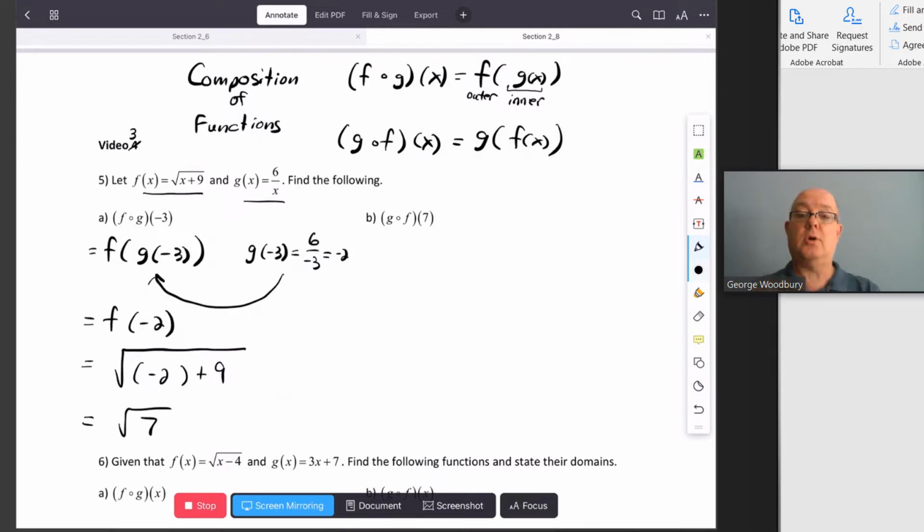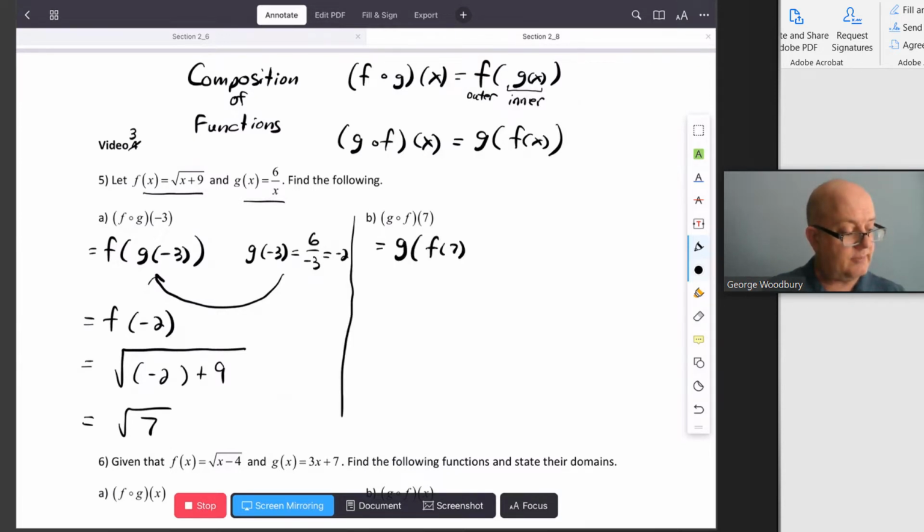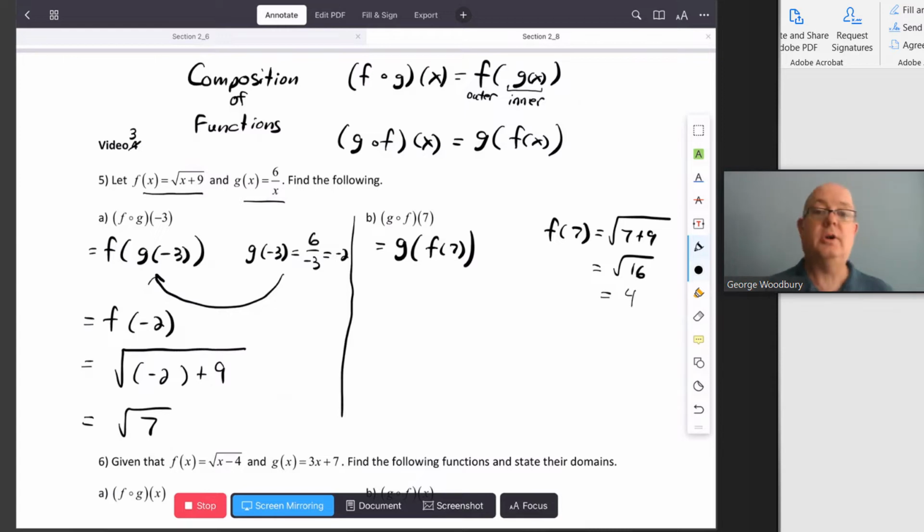Now we're going to reverse it in part B, and we're going to use a value of 7 instead of -3 to begin with. So I'm going to start with g of f of 7. So I need to figure out what is f of 7. That's the square root of x plus 9, or 7 plus 9, which is the square root of 16, which is 4. So I can take f of 7 and replace all of it by the number 4. So this becomes g of 4. I substitute 4 in for x in the function 6 over x, and 6/4 simplifies to be 3/2.